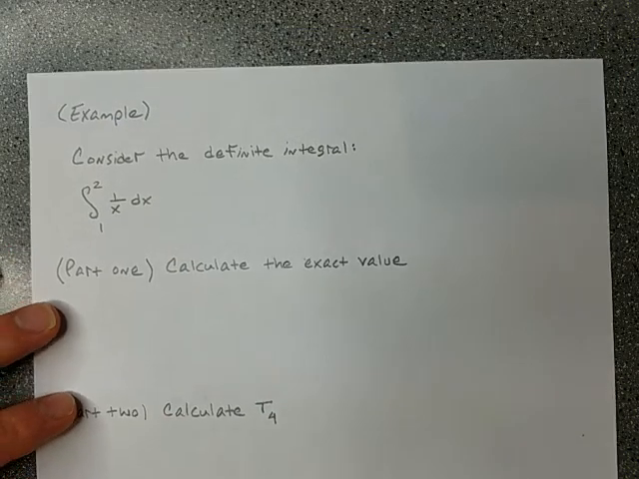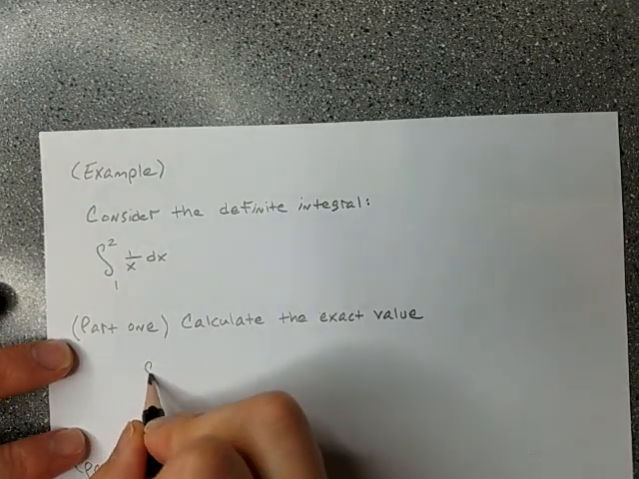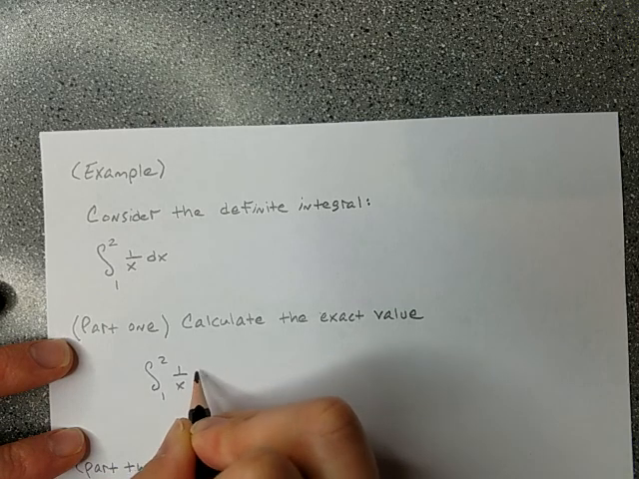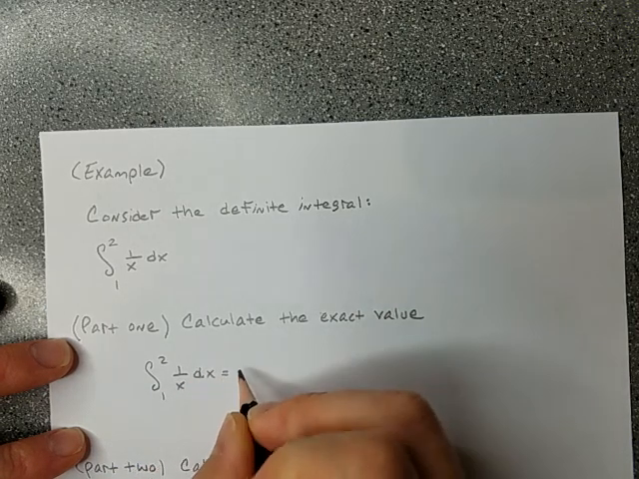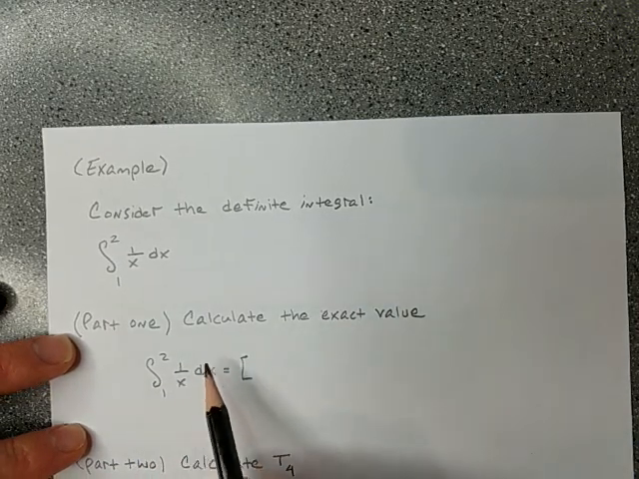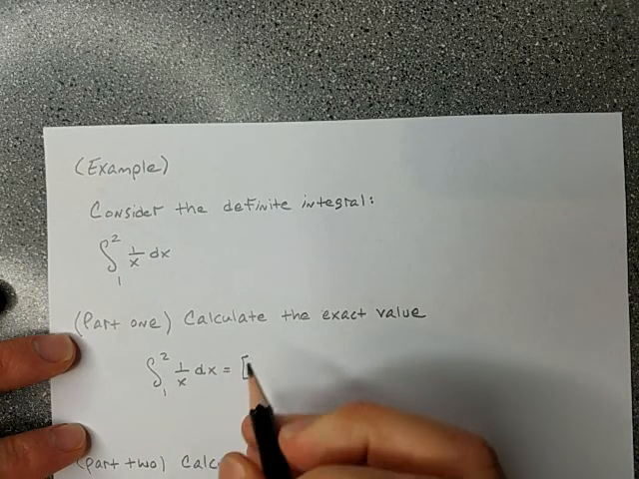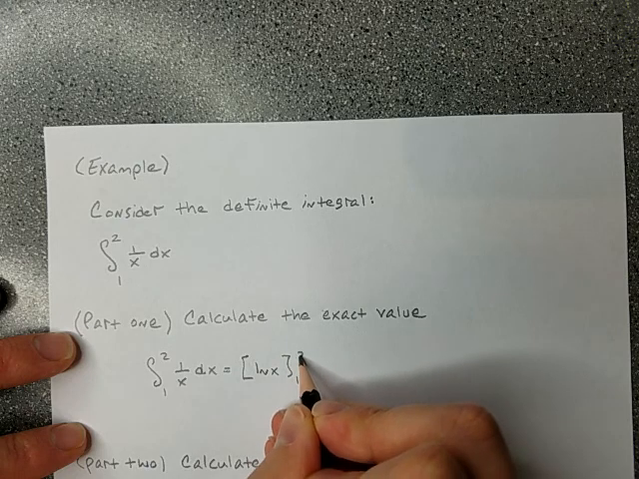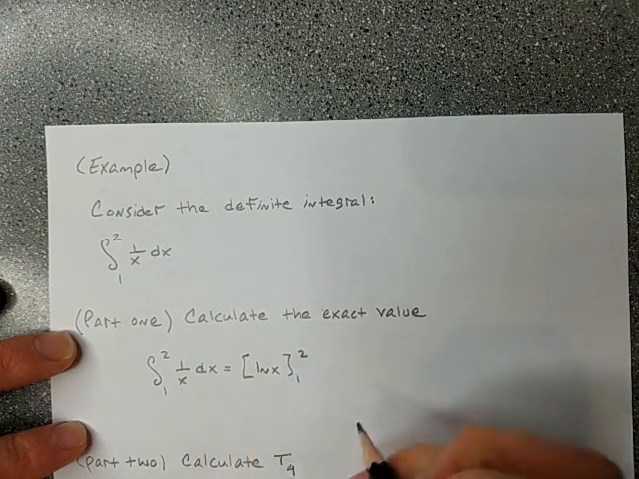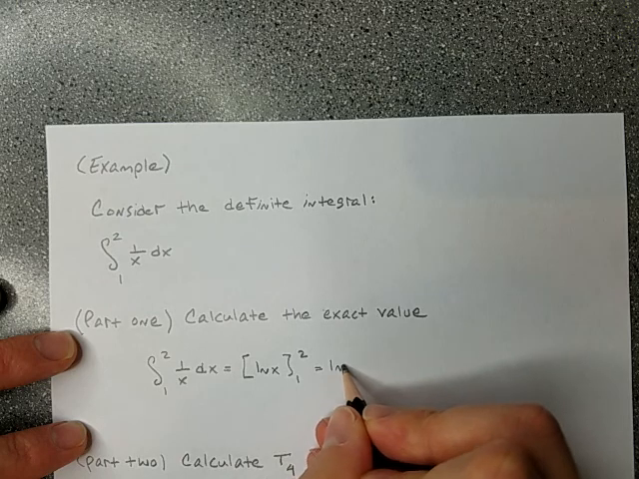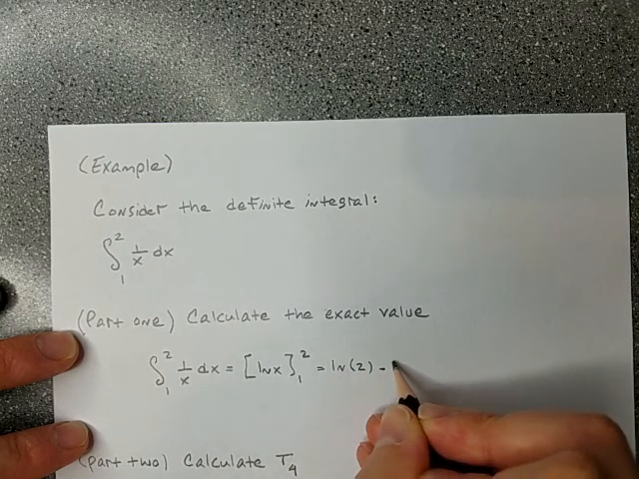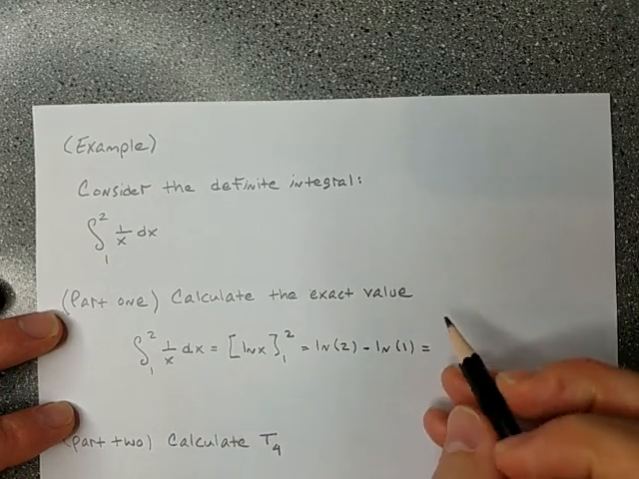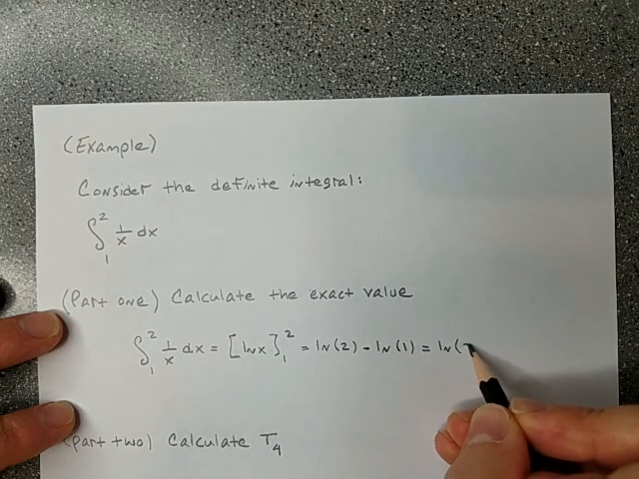Okay? All right, so the exact value of this thing. The definite integral from 1 to 2 of 1 over x dx. Okay? So let's see. How do you do this analytically? We need the antiderivative. All right, natural log of x. And we evaluate between bounds. We'll get natural log of 2 minus natural log of 1. But natural log of 1 is just 0, so this will just turn out to be natural log of 2.